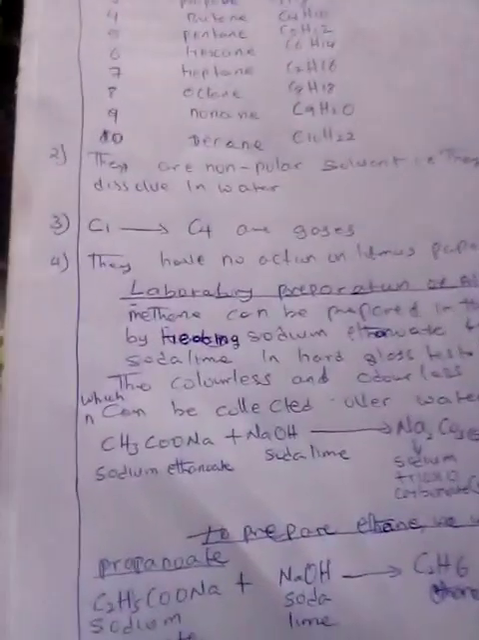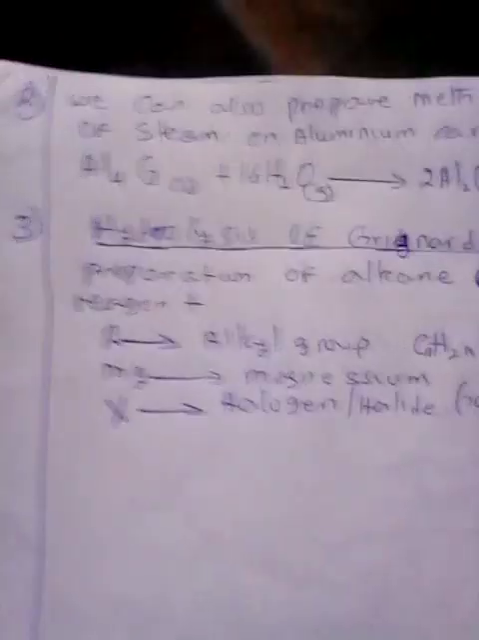There is another way we can prepare alkane, and this is the preparation of alkane from aluminium carbide. We can also prepare methane by the action of steam on aluminium carbide. In the reaction we have Al4C3 in solid plus 16H2O in gas. We are supposed to have liquid state for H2O, but because they made mention of steam, that is the reason why we have it that way.